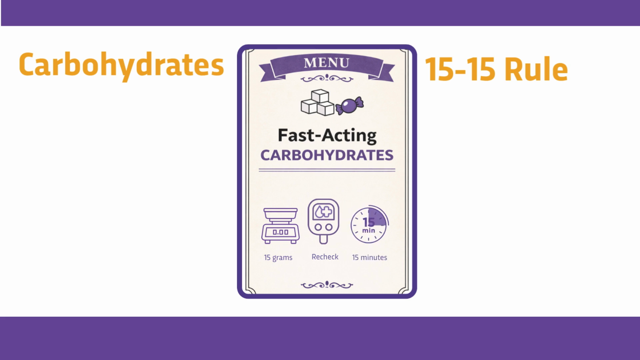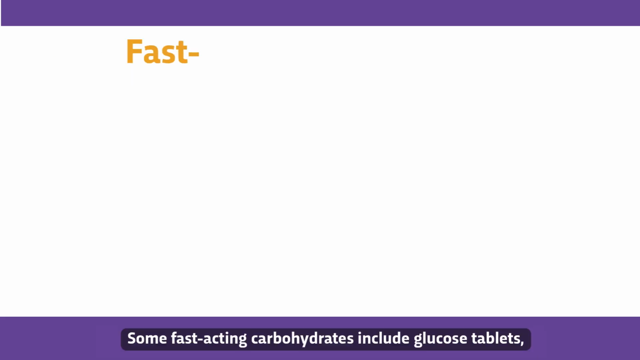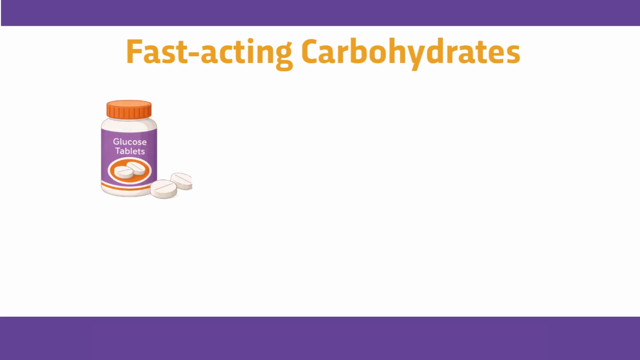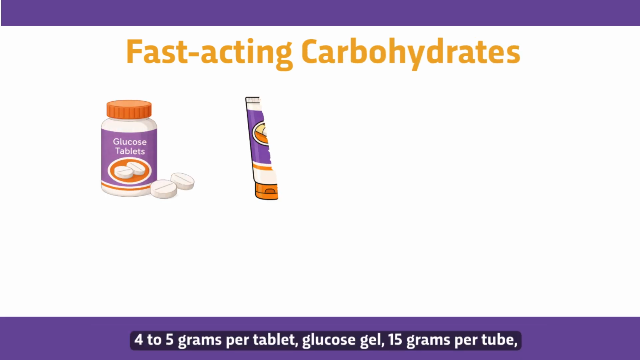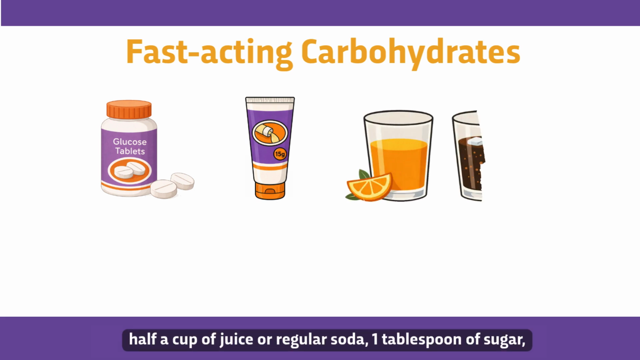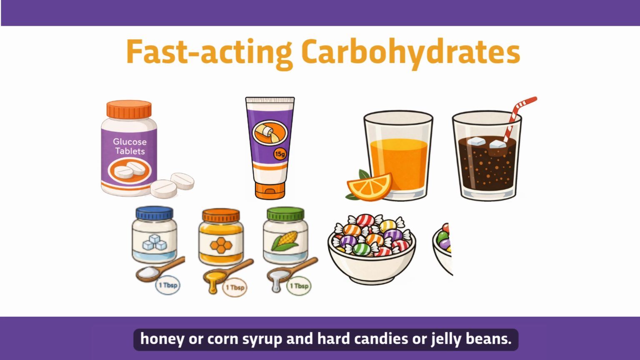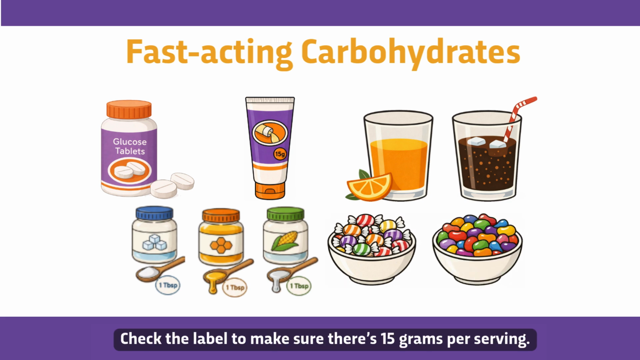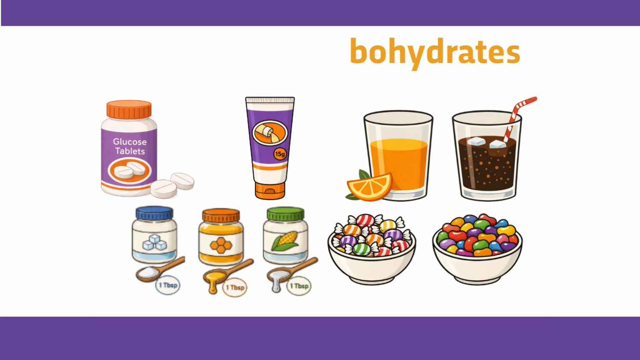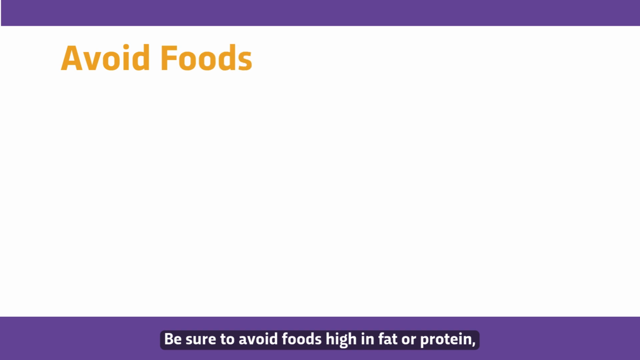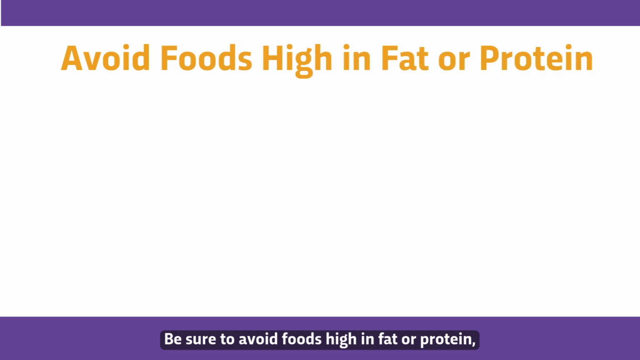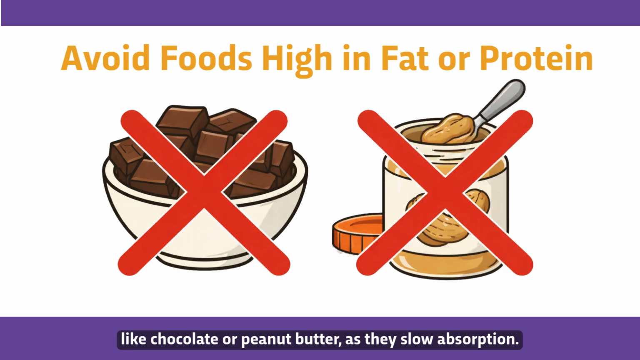Some fast-acting carbohydrates include glucose tablets, 4 to 5 grams per tablet, glucose gel, 15 grams per tube, half a cup of juice or regular soda, 1 tablespoon of sugar, honey, or corn syrup, and hard candies or jelly beans. Check the label to make sure there's 15 grams per serving. Be sure to avoid foods high in fat or protein, like chocolate or peanut butter, as they slow absorption.